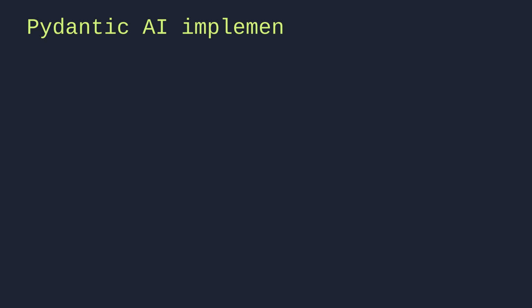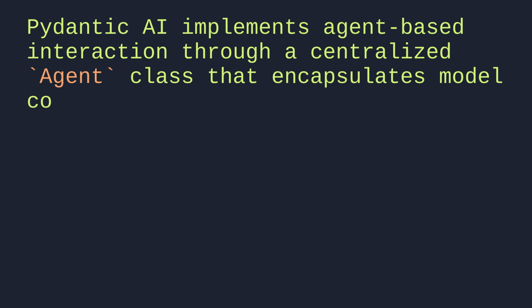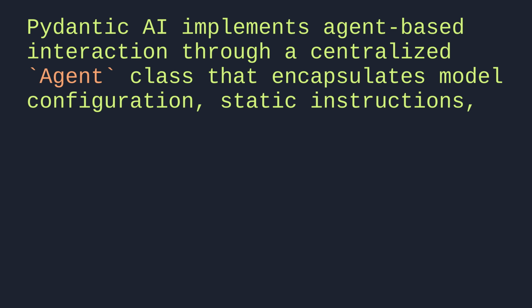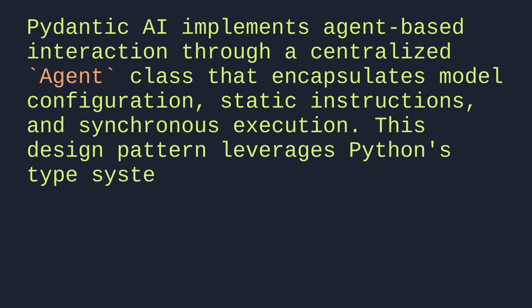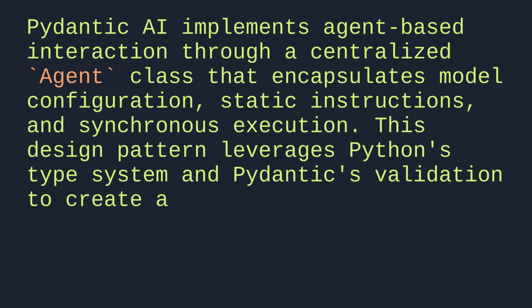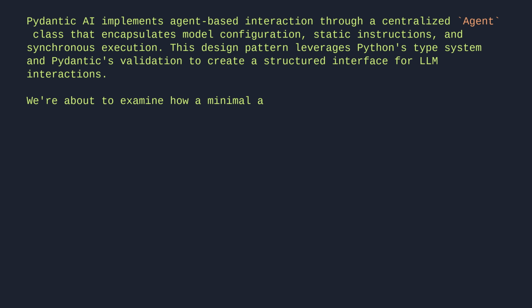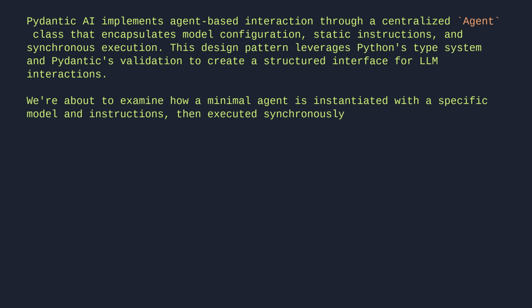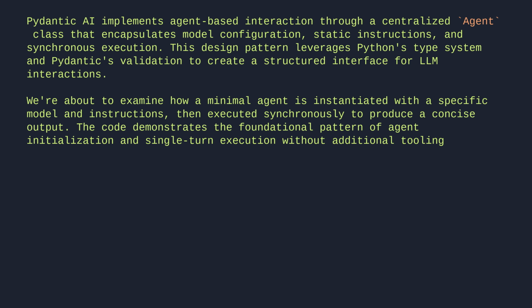Pydantic AI implements agent-based interaction through a centralized agent class that encapsulates model configuration, static instructions, and synchronous execution. This design pattern leverages Python's type system and Pydantic's validation to create a structured interface for LLM interactions. We're about to examine how a minimal agent is instantiated with a specific model and instructions, then executed synchronously to produce a concise output. The code demonstrates the foundational pattern of agent initialization and single-turn execution without additional tooling or dynamic behavior.